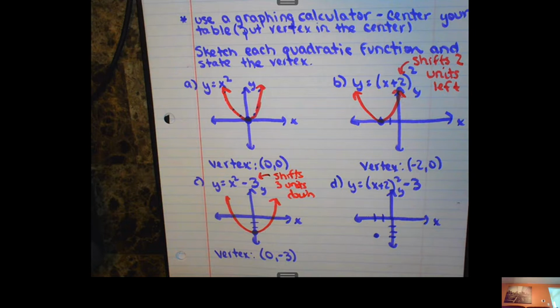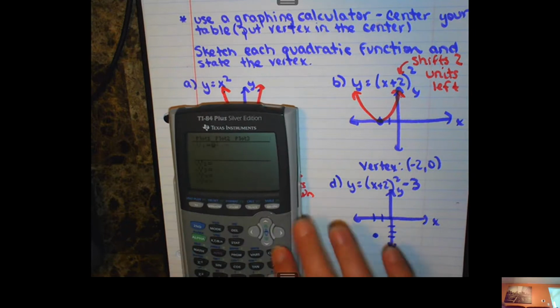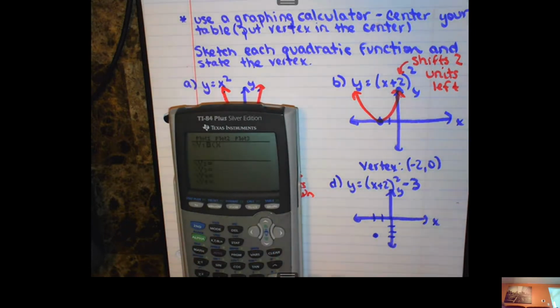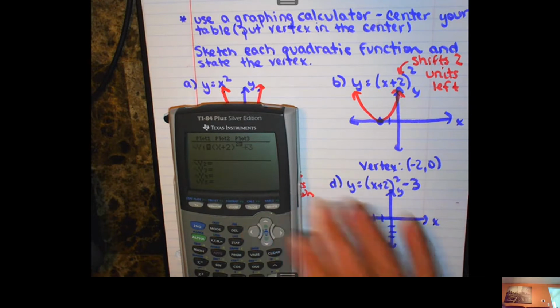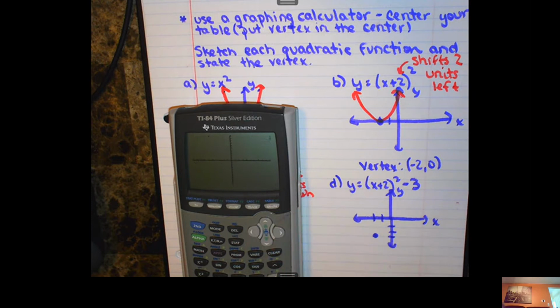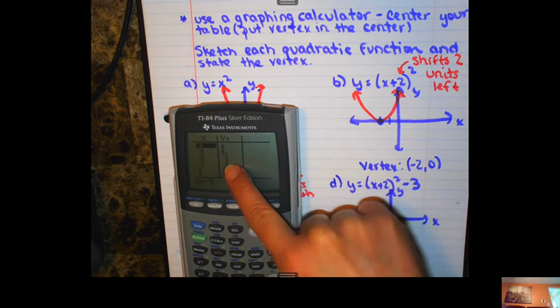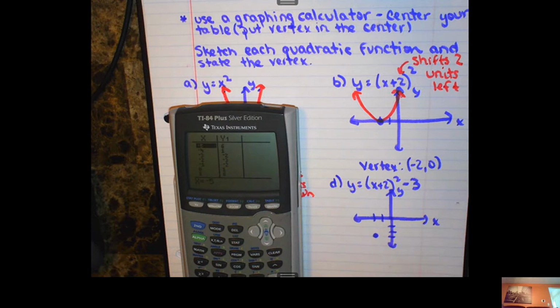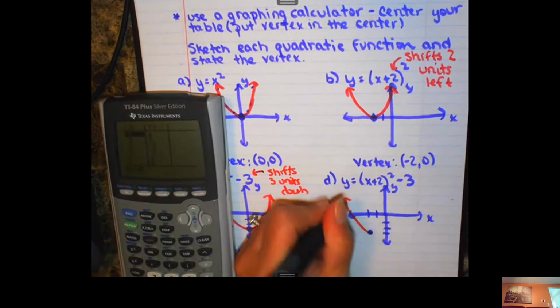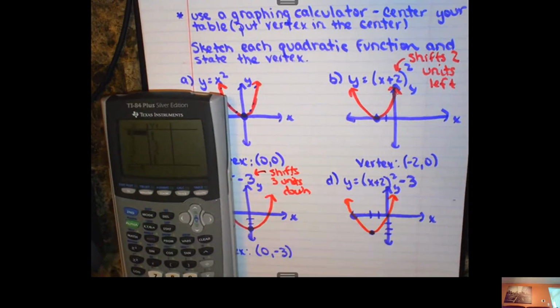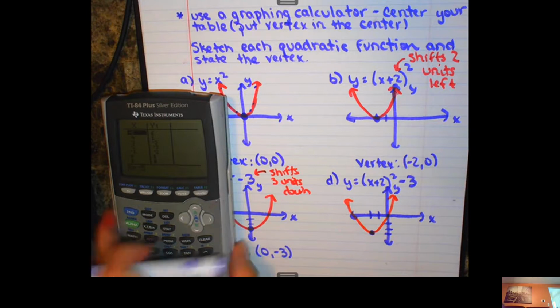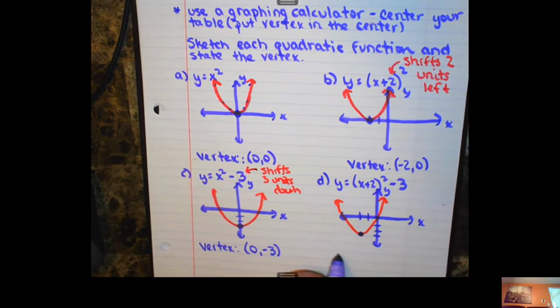Before I draw it, I better check just to make sure. So we'll go to y equals, we get x plus 2 squared, and then plus, oops, minus 3. I hit graph, let's see if it worked. Looks like it shifted 2 units to the left and 3 units down. I'll check my table really quick. There's my center table, and my vertex, notice, negative 2, negative 3. So I'm going to go ahead and make my sketch. I'm going to write my vertex. My vertex is negative 2, negative 3.